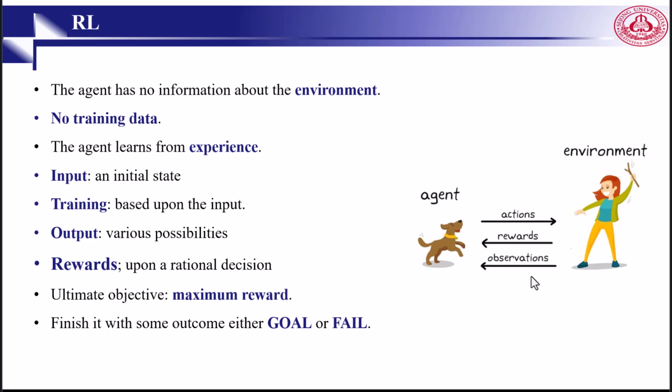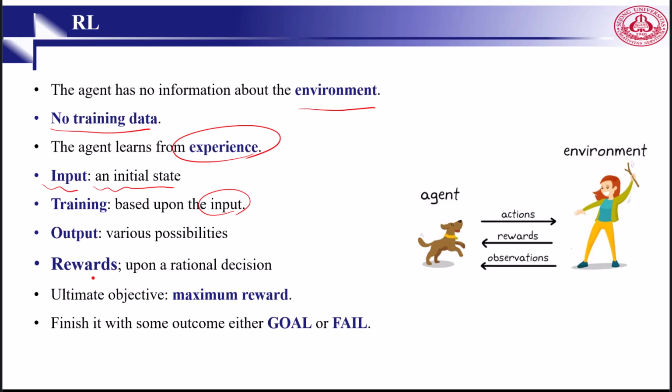So the agent does not have any information about the environment. We don't have any training data set. The agent learns based on experience. What is the input here? The input is an initial state from which the agent will start. Then we have the training process. The training is based upon the input that we have. The model will return a state, and the user will decide to reward or punish the model based on its output. So what are the outputs? There are many possible outputs, as there are a variety of solutions to a particular problem.